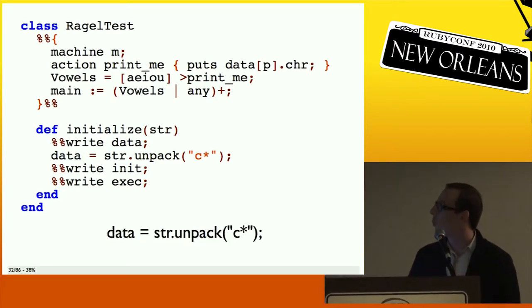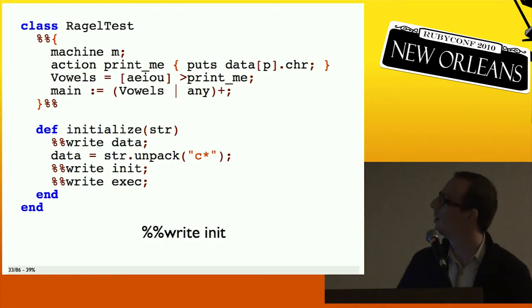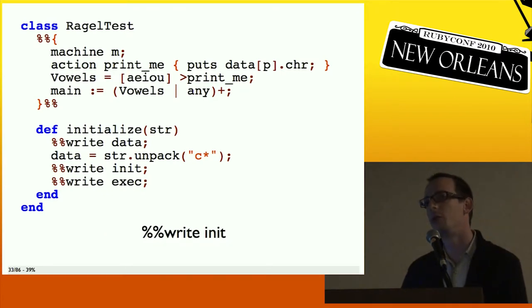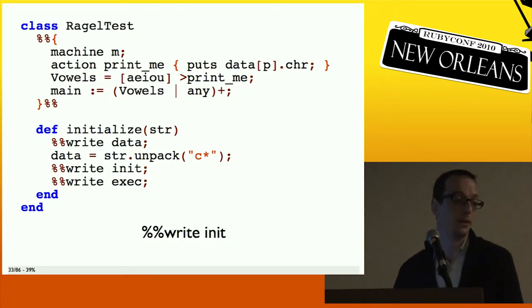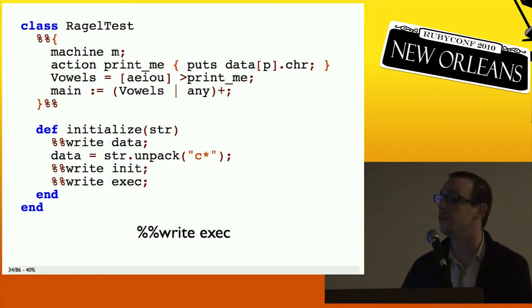Data is, for Ruby, you have to define data as an array of bytes that you're going to be processing. Write init basically initializes the state machine, sets all the initial variables and states so that it can process, and then exec actually executes. So here, if we were to call Ragel test.new and pass in a string, it would start processing and doing something.